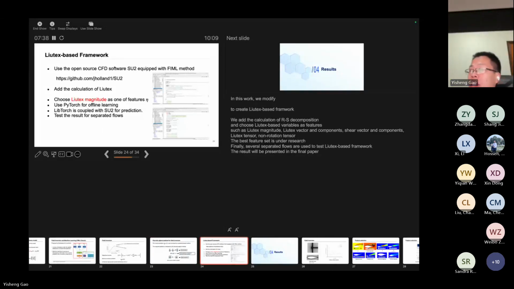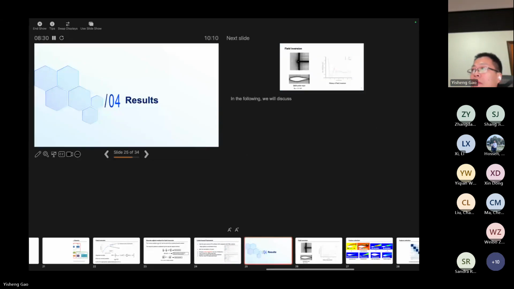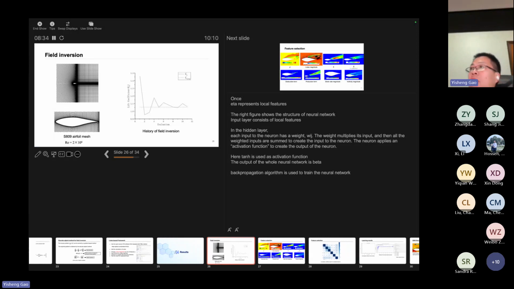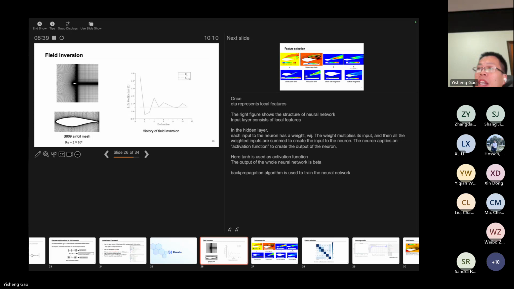The Liutex-based framework is presented here. First, we use the open source CFD software SU2 equipped with the FIML method. Next, we add the calculation of Liutex magnitude to SU2. It is presented here. Next, we choose Liutex magnitude as one of the features. We use PyTorch for offline learning, and then LibTorch is coupled with SU2 for prediction. It means we correct the SA model. Next, we test the results for separated flows. First, we perform field inversion. We use S809, F4U.